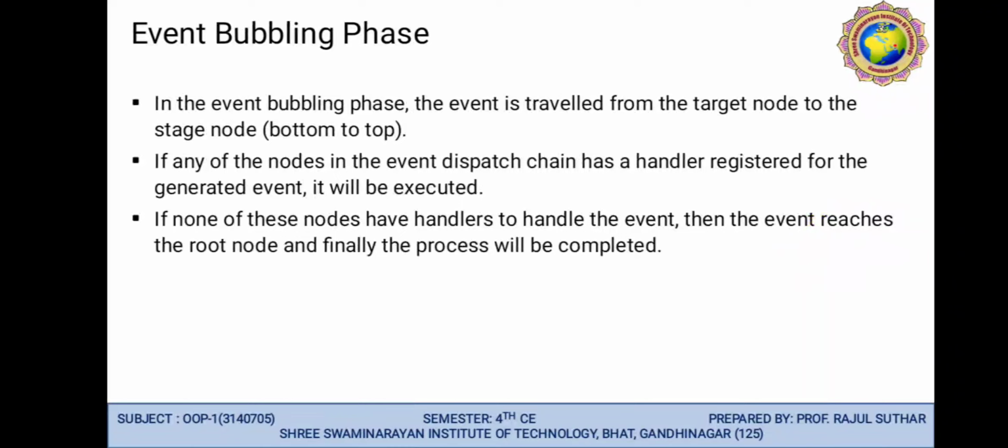What is the bubbling phase? Bubbling is nothing but a similar activity to bubble sort. In the event bubbling phase, the event travels from the target node to the stage node, or bottom to top. If any of the nodes in the event dispatch chain has a handler registered for the generated event, it will be executed. If no node has a handler to handle the particular event, then the event reaches the root node and finally the process is completed.